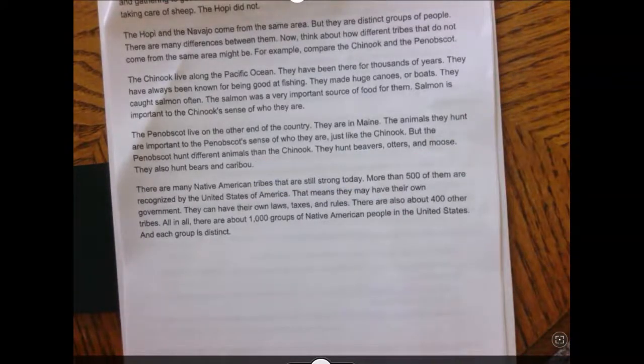There are many Native American tribes that are still strong today. More than 500 of them are recognized by the United States of America. That means they may have their own government. They can have their own laws, taxes, and rules. There are also about 400 other tribes. All in all, there are about 1,000 groups of Native American people in the United States, and each group is distinct. Let's take a look at our story questions.